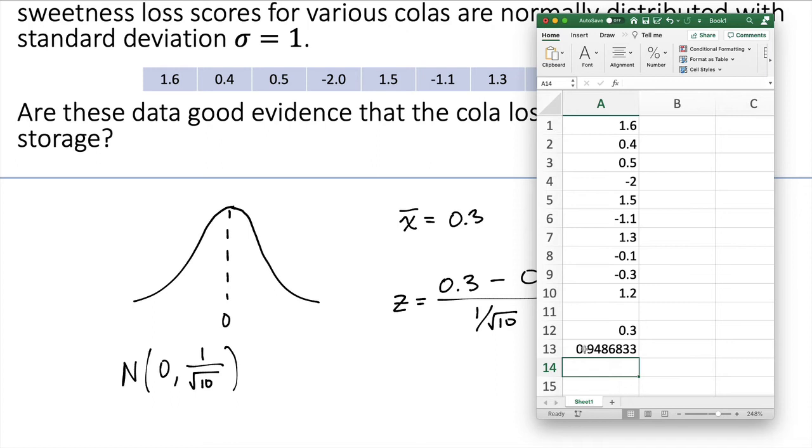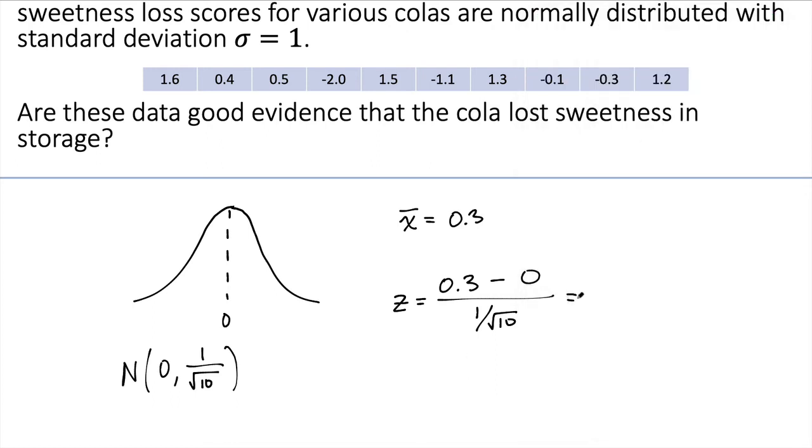All right, so this is about 0.949. So this is less than 1 standard deviation away from the mean that's expected. So what that means then? We're 1 standard deviation, which is right around here, is where we're at.